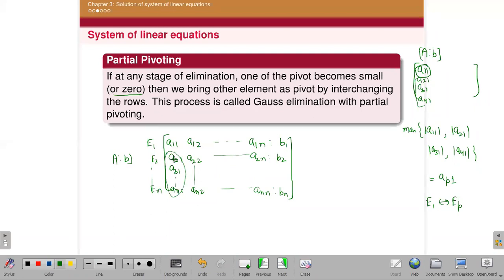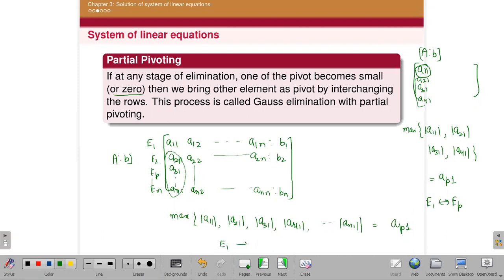So first, before applying the operation, you have to use the partial pivoting. Means pick up the maximum one in absolute value among A11, A21, A31, and so on, in the first column only, because we are making the elements 0 in the first column. So pick up the first column, A41, and so on up to AN1. Suppose AP1, in any pth row, you are getting the maximum number here.